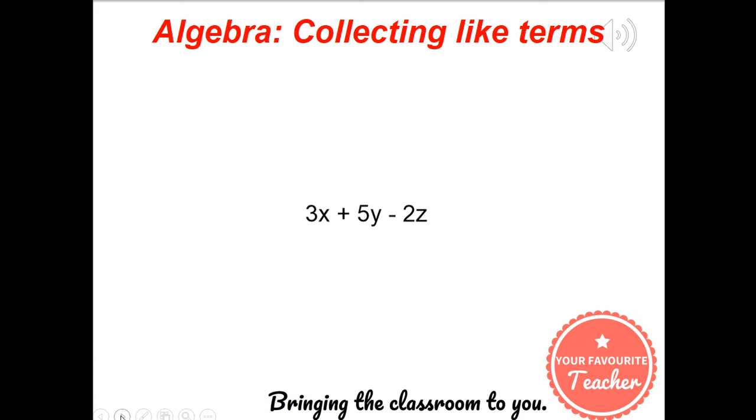So suppose we have that expression. We can say that each of those things are called terms. So 3x is a term, 5y is a term, and minus 2z is also a term. And notice that I have said minus 2z because the minus is next to the 2, so we include it in the term.